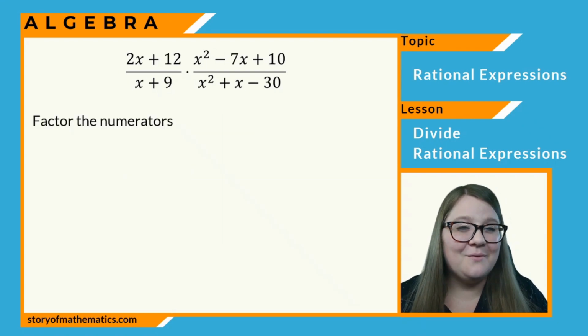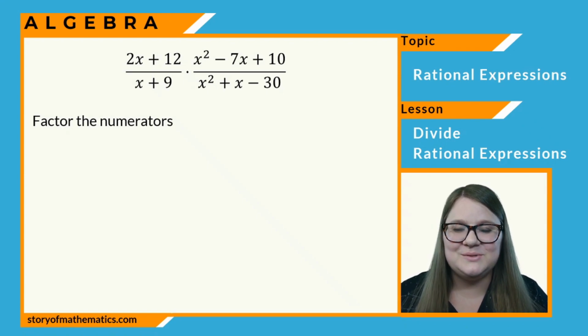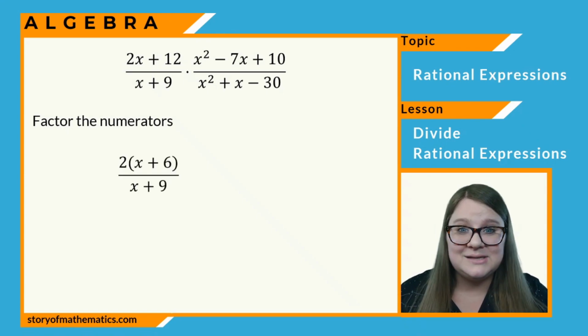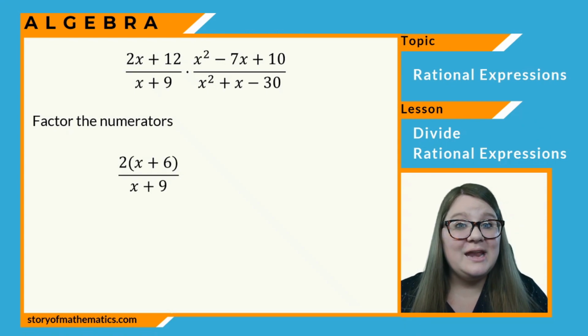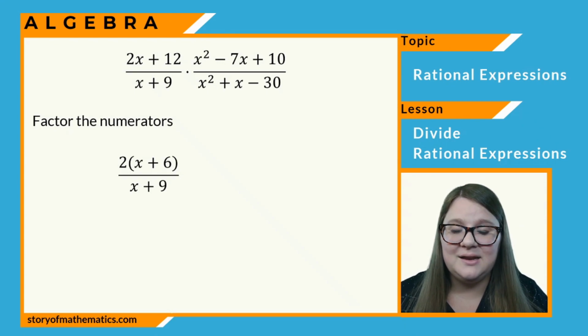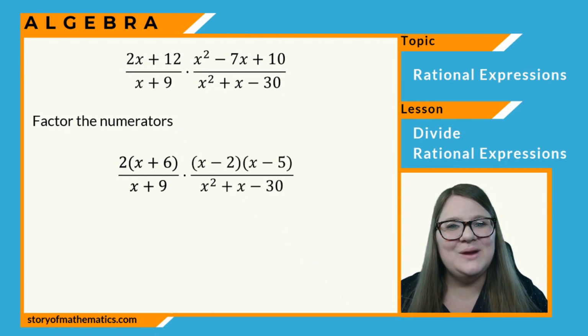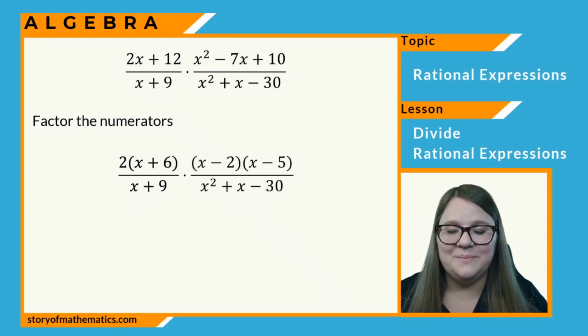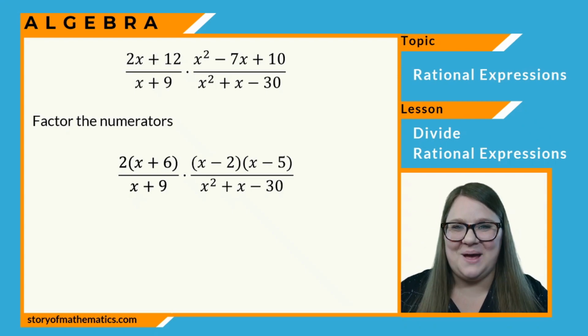For 2x plus 12, that has a greatest common factor of 2, so I pull that out and I'm given 2 times x plus 6. Then x squared minus 7x plus 10, the two numbers that multiply to 10 and add to negative 7, well, that's going to be minus 2 and minus 5. So it becomes x minus 2 times x minus 5.